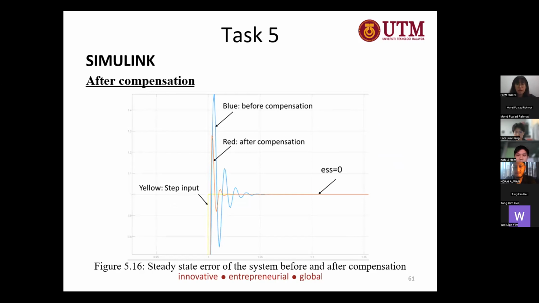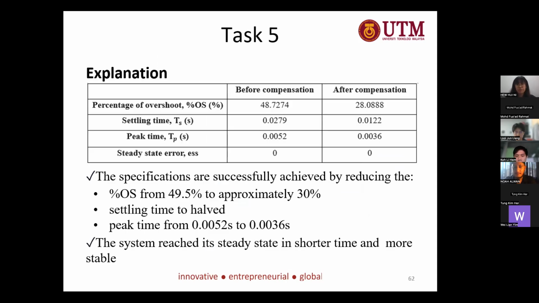From figure 1.6, it can be clearly seen that the steady state error is equal to 0 before and after the compensation. From this table, I can conclude that the specifications are successfully achieved, where the percentage of overshoot is reduced from 49.5% to approximately 30%, and the settling time is reduced to half, and the peak time is also reduced from 0.059 seconds to 0.036 seconds. This system reaches the steady state in a shorter time, and it is more stable.